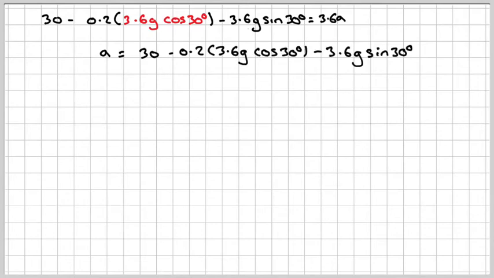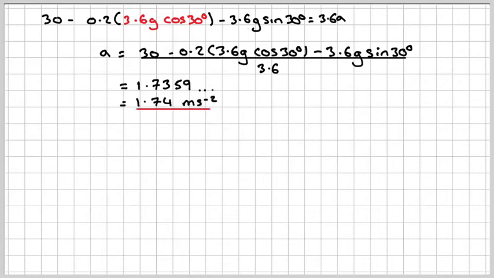Making sure your calculator is in degree mode, use the fraction button. You can write this in just as it is written. That will give 1.7359, which is 1.74 meters per second squared.